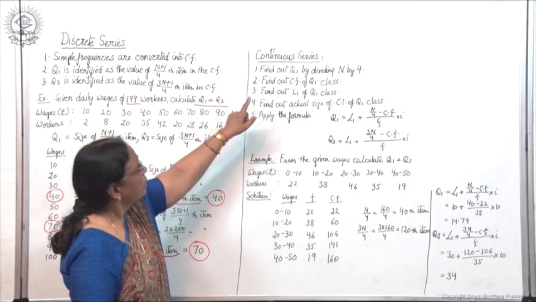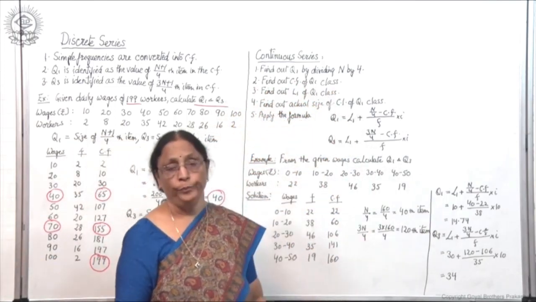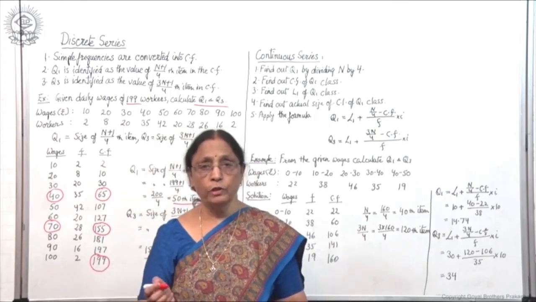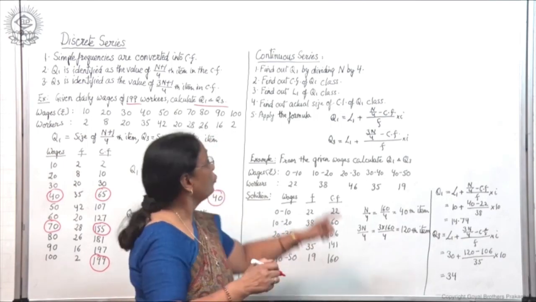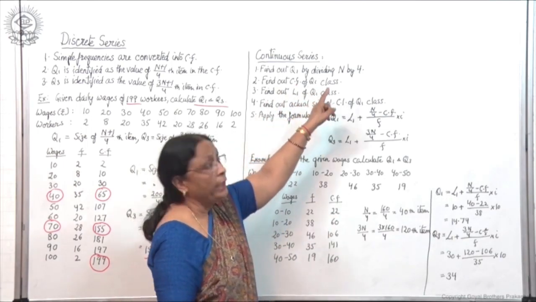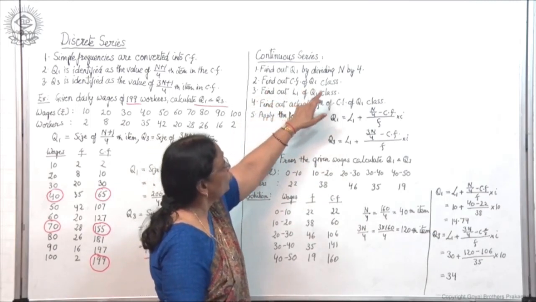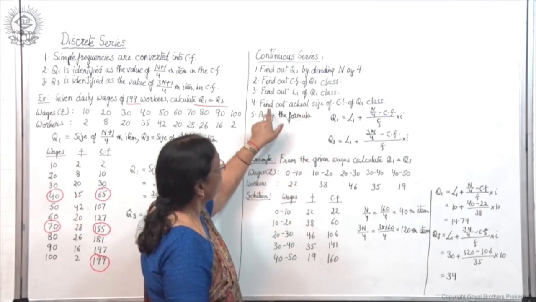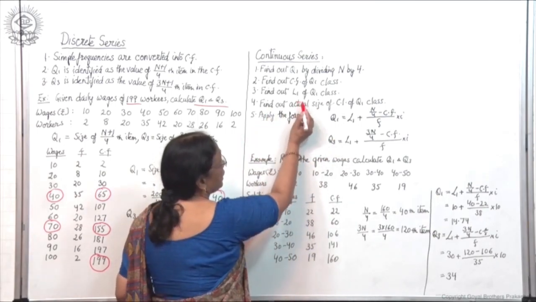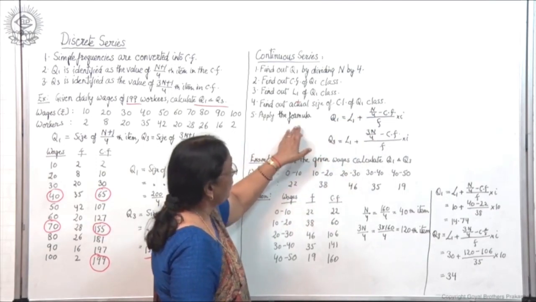Now here what are the steps? Find out Q1 by dividing n by 4. In the case of discrete series it was n plus 1 upon 4, but here you have to find out Q1 by dividing n by 4. Find out CF of Q1 class, find out L1 of Q1 class, find out actual size of class interval of Q1 class, and apply the formula.